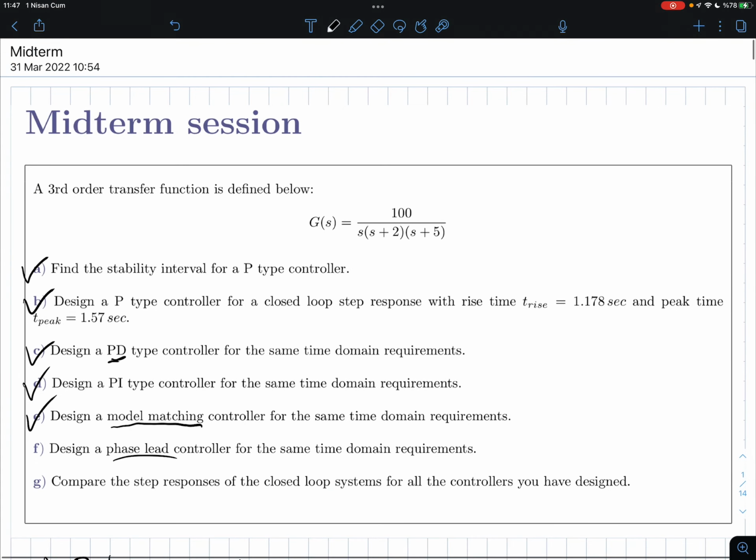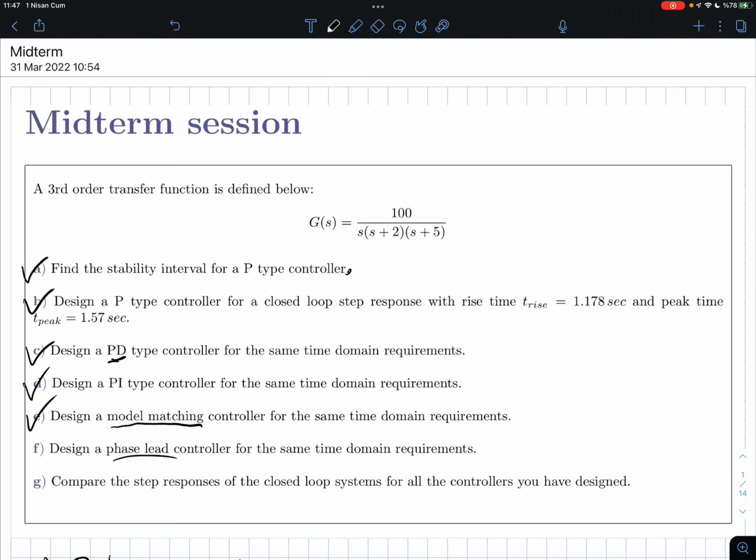Now let me recap quickly. We have worked our way out for the P-type controller stability, and we've seen that there are numerous ways to determine the stability interval. One of them was to use the root locus, the gain condition. If it's satisfying the gain condition, we can then find what the P-type controller looks like. And we were looking for the origin crossing and j omega crossing.